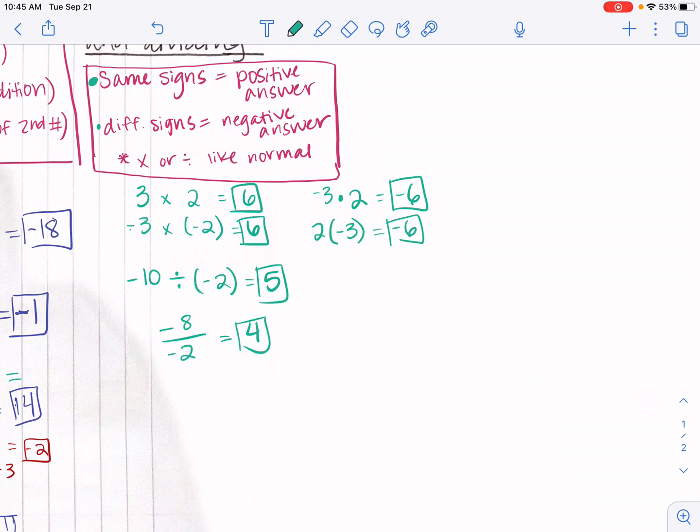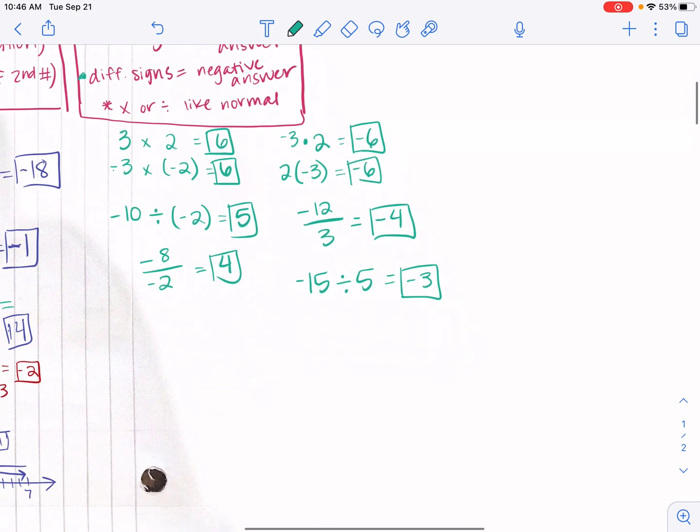Okay, let's do division with different signs. So if I had negative 12 divided by positive 3, that's going to get me a negative answer because they have different signs. Negative answer going to give me negative 4. Okay, or let's see if I had negative 15 divided by 5. Since that 5 is positive, but the 15 is negative, they have different signs, so it's going to give me negative 3. Okay, so just remember, same signs, positive answer, different signs, negative answer.